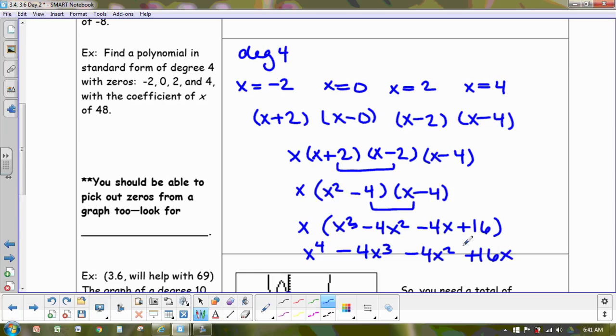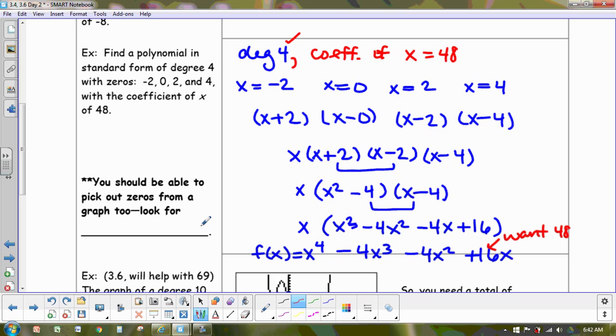Okay. Then we go back. So this is a polynomial. This could be like f of x. But then I go back and check all the conditions. They wanted degree 4. Okay, great. They wanted the coefficient of x to equal 48. Well, as I go check, the coefficient of x is 16, and I want this to be a 48.